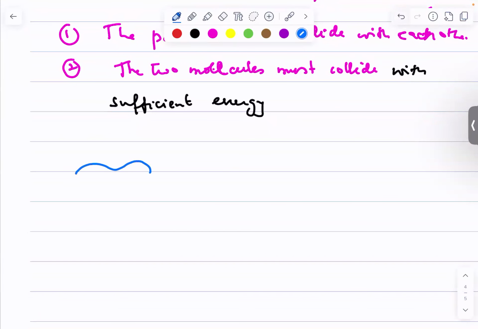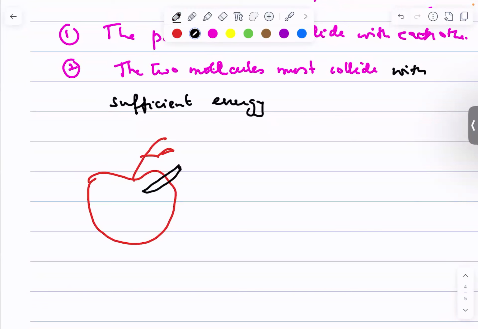For example, let me give you a daily life example. Anika, you have an apple. You want to cut the apple, right? You have got a knife in your hand. Now you apply a very little pressure on it. Do you think you would be able to cut an apple? No. All right. So if you apply greater pressure, then this knife would go down and it would cut the apple in two halves. Are you getting my point? Yes. So that means you have to apply enough energy to cut the apple.